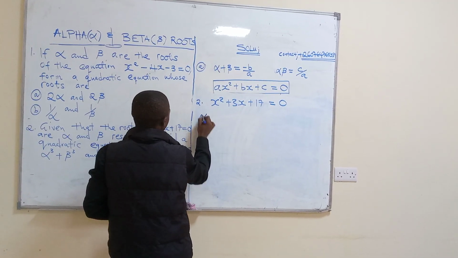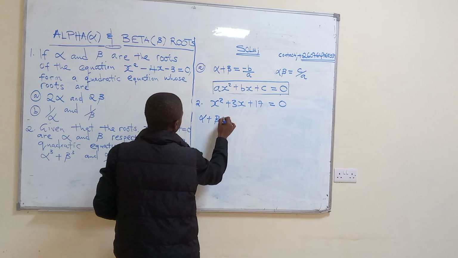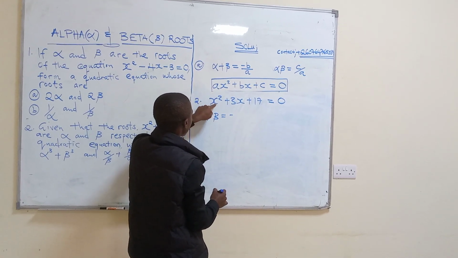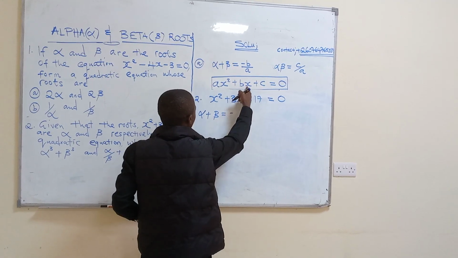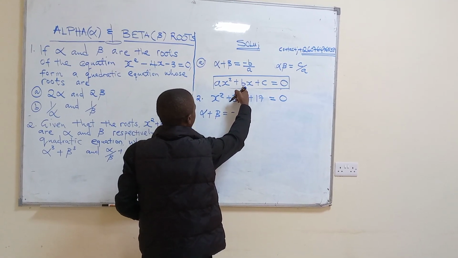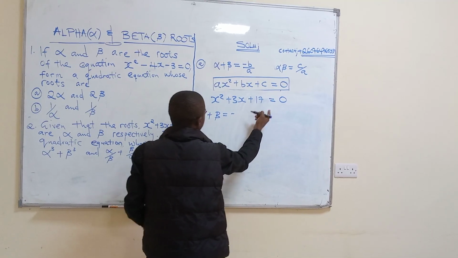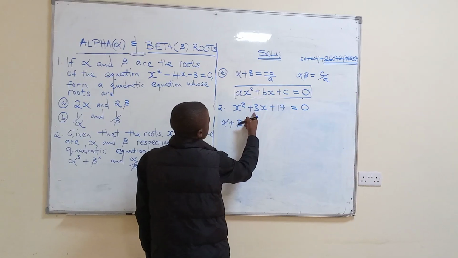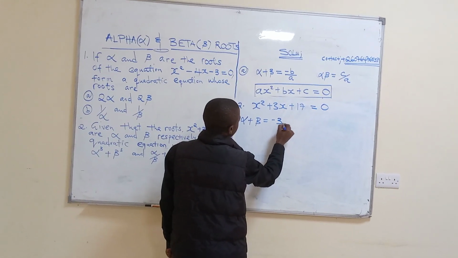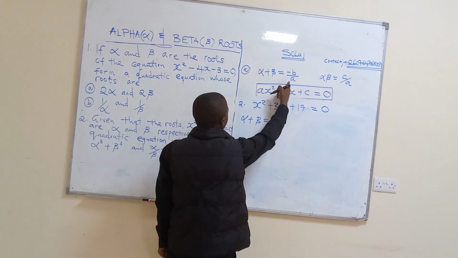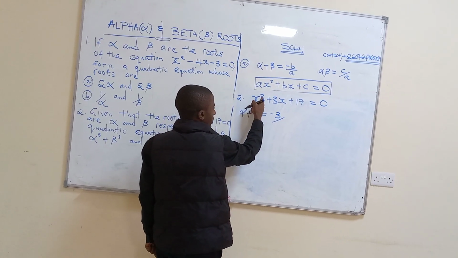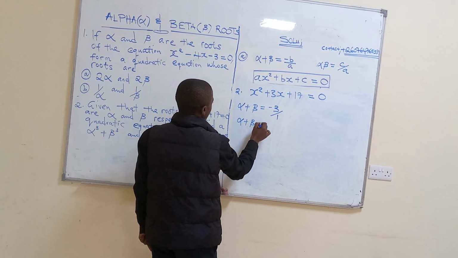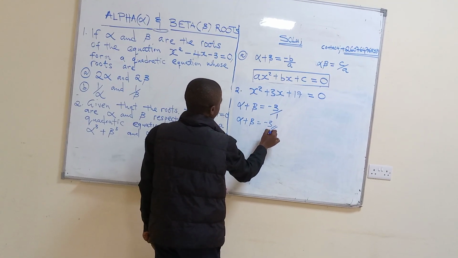So alpha plus beta is equal to negative b over a. Here, b is the coefficient of x, and c is the constant, which is 17. So my b here is positive 3, so it's going to be negative 3 over my a, which is the coefficient of x squared, that is 1. So you are getting alpha plus beta to be negative 3.